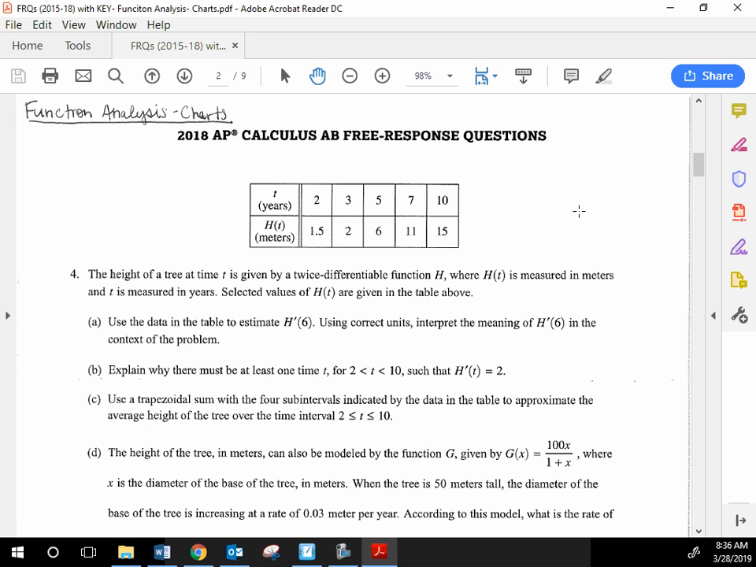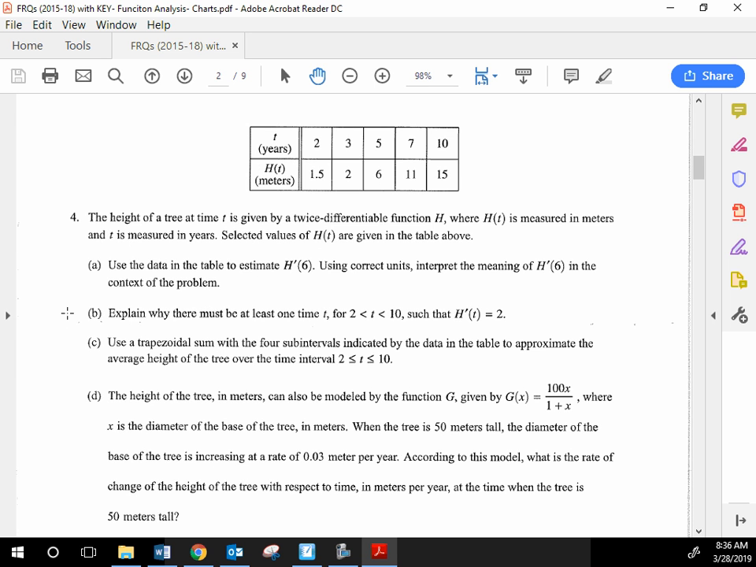So our first one in 2018, again, you can see there's a chart. This is talking about the height of a tree. In part A, they ask you to estimate H prime. In B, they ask you why there must be a time that the derivative equals a certain value. C, Riemann sum. That's a common type of thing that they make you do with charts. And then D, they ask for the rate of change of something here. So that, I feel like, is a newer thing that they're introducing to our topics.